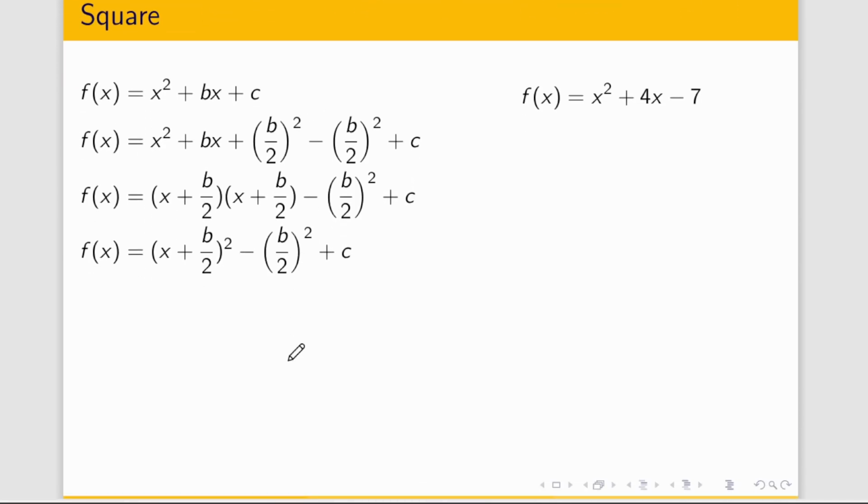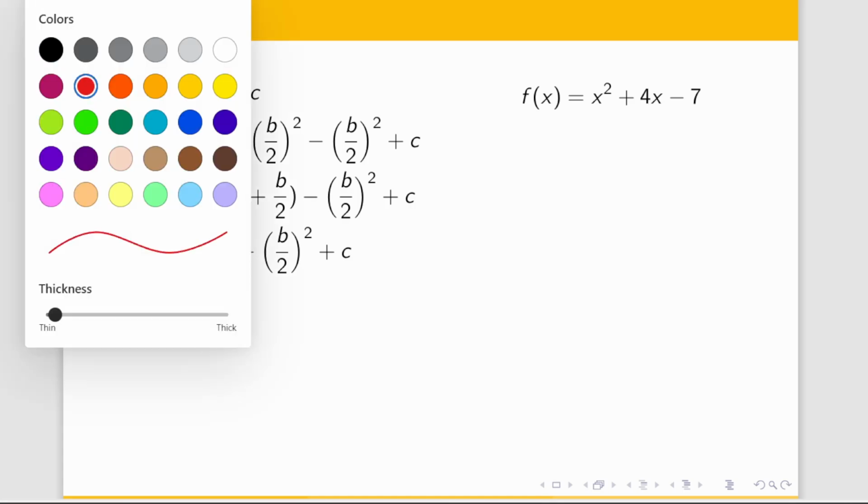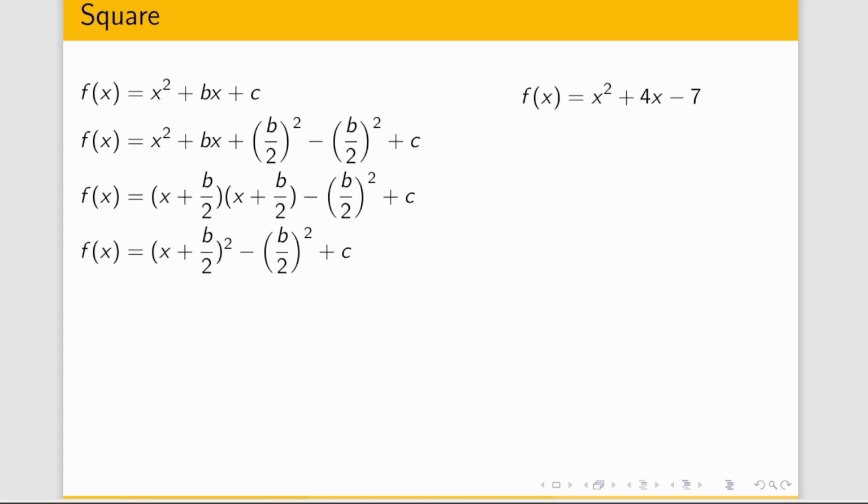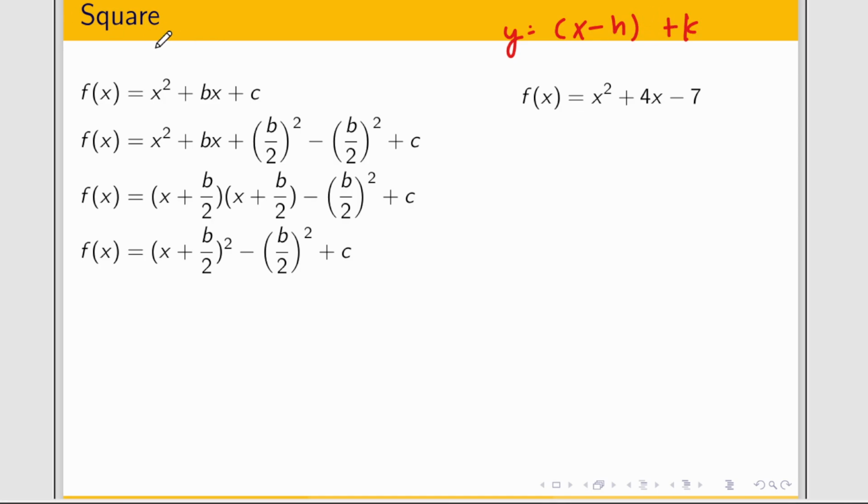So let's say you aren't given something in vertex form and you want to make it look like vertex form. Well, we can do that by completing the square. And what do we mean by that? We say that we want to figure out a way to make this still look like this equation, where you have an x minus h all squared, and then plus k, and in order to do that, at some point I need to have that thing of x minus h squared. So how do I make that happen? Well, I cheat a little bit, and I say I know how this will happen.